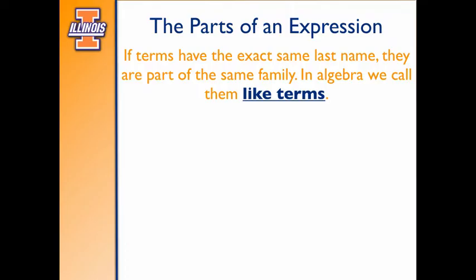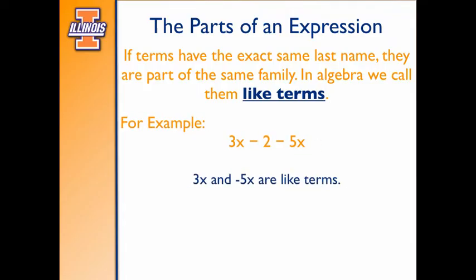If terms have the exact same last name, they're part of the same family, and in algebra we call those like terms. For example, 3x and negative 5x are like terms because they both have the same last name, x. Negative 2 is not a like term because there's no other members of the constant family in this expression.